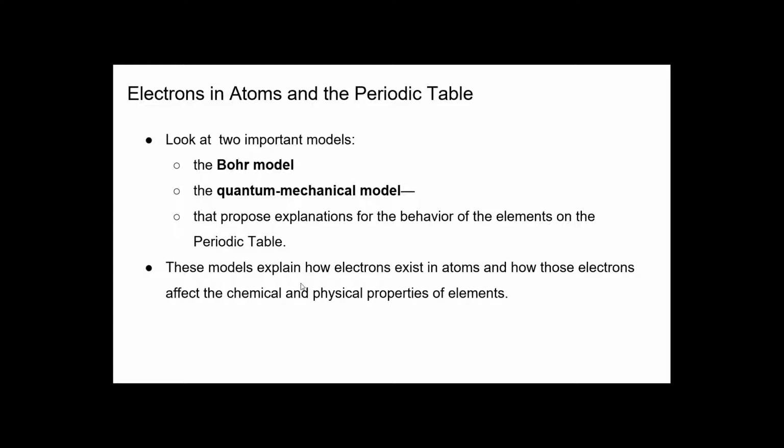There's two important models that help us understand the behavior of the elements: the Bohr model and the quantum mechanical model. These models help explain how electrons exist and how these electrons affect the chemical and physical properties of elements, basically the behavior that we see.